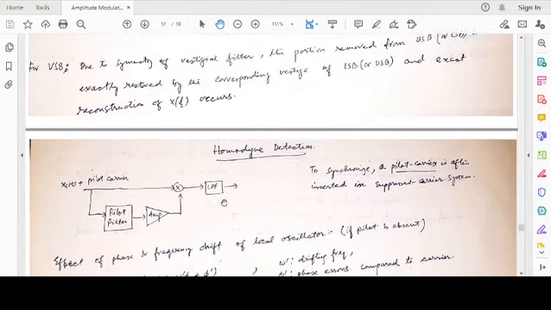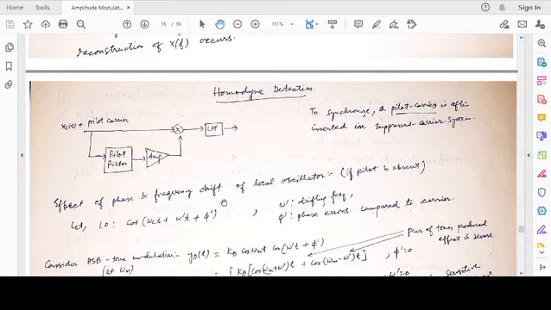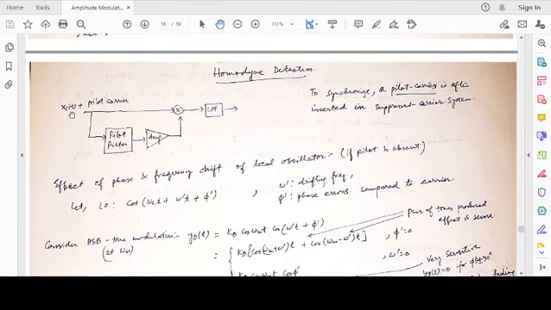So next let's discuss a little bit of homodyne detection. In homodyne detection, we have a received signal which contains the pilot carrier. The pilot carrier is extracted by using a notch filter or pilot filter. It's amplified and then mixed with the incoming received signal. Finally, the output of the mixer goes through a low pass filter, and you get the demodulated output. So that's why this is known as homodyne detection.